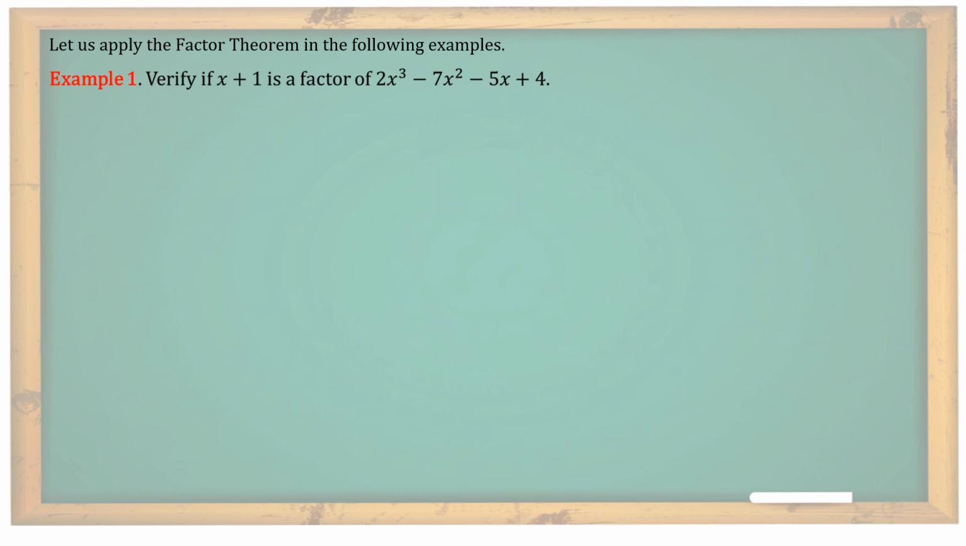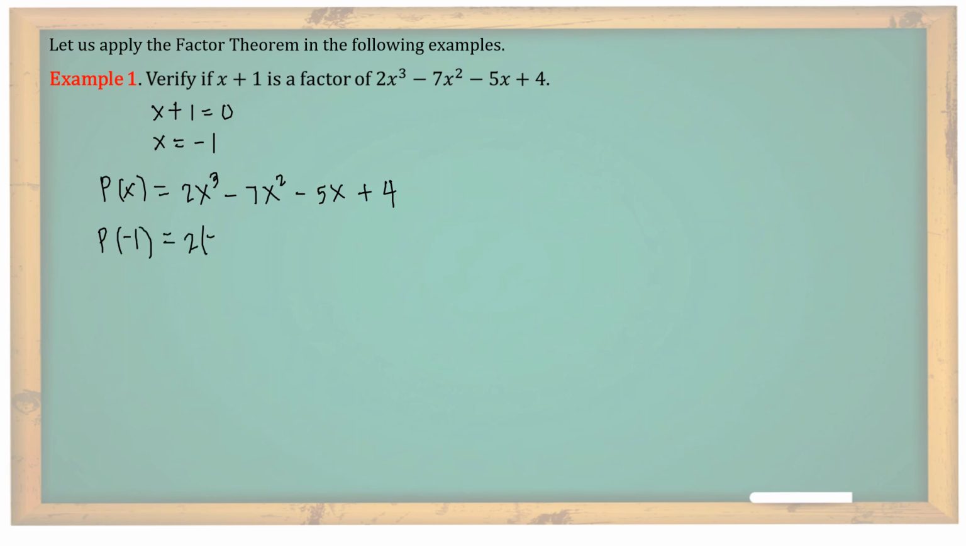Next, let's have an example. Verify if x plus 1 is a factor of 2x cubed minus 7x squared minus 5x plus 4. Okay, so yung ating x plus 1 is equal to 0. Ilipat mo lang siya sa kabila, so yan ay magiging x equals negative 1. Then yung ating P of x is equal to 2x cubed minus 7x squared minus 5x plus 4. Substitute the value of x, which is negative 1.